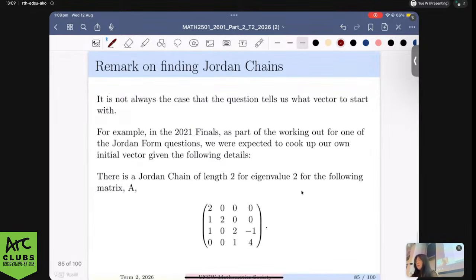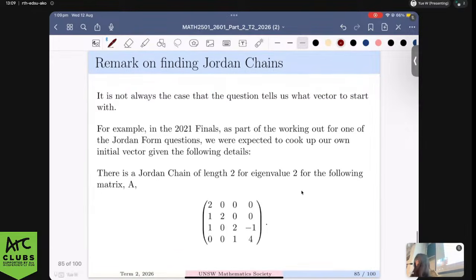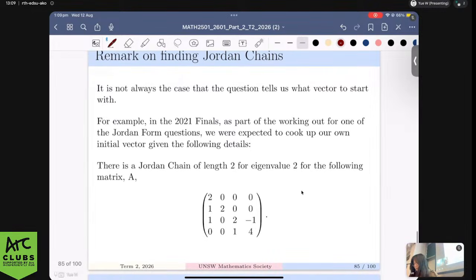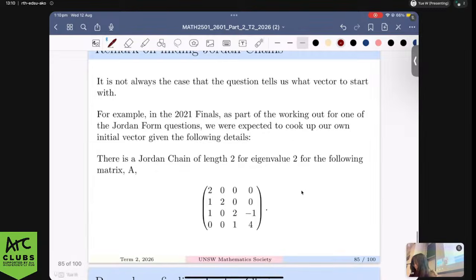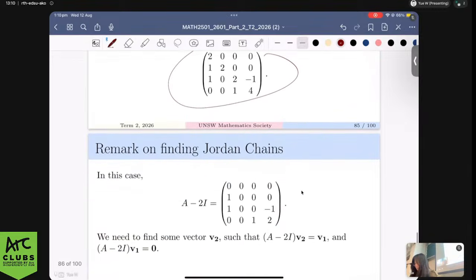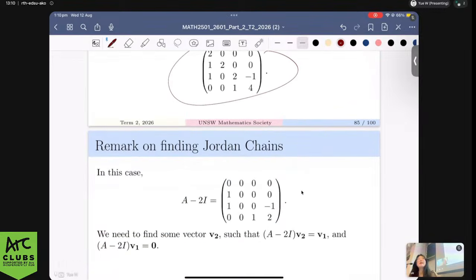Okay, and now a remark on finding Jordan chains. Sometimes they don't always give you the starting vector, which is kind of annoying. For example, this is from the 2021 finals. As part of the working out, we had to cook up our own starting vector. In the question, I think it was given that there's a Jordan chain of length 2 for eigenvalue 2 for the following matrix A, and from here on, they wanted us to find the vector ourselves.